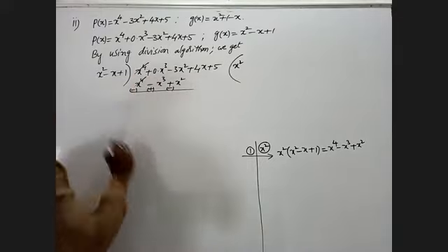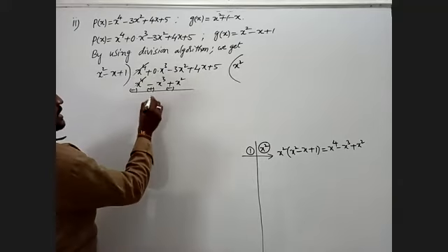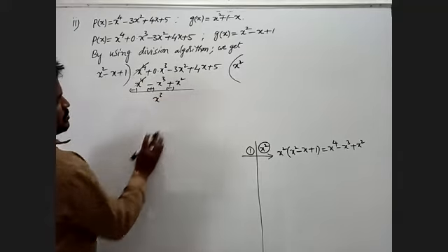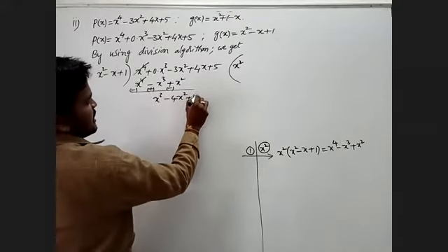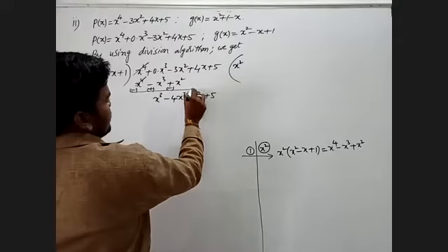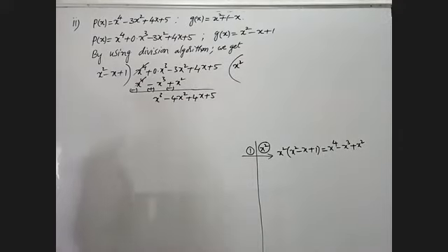Plus x power 4 and minus x power 4 will be cancelled. Remaining, I have to write x cube, minus x square minus 3x square is minus 4x square, plus 4x plus 5 will write.